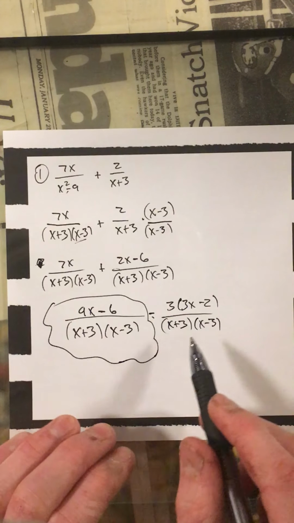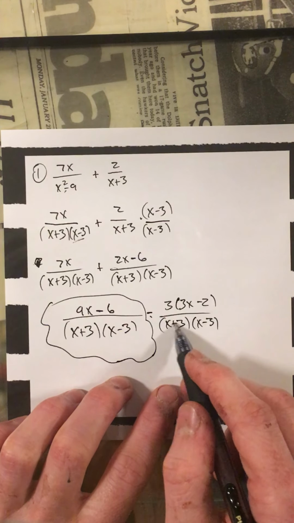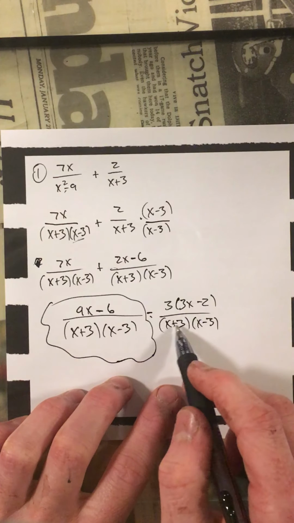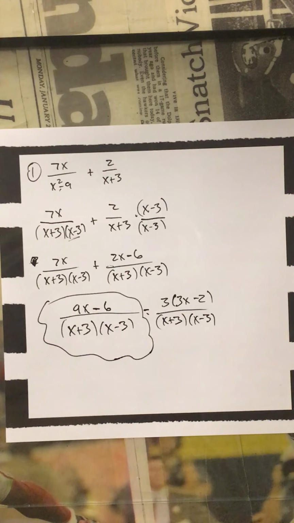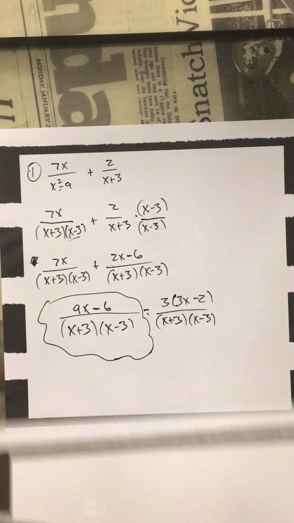This answer is also good, but I'm just doing this to check, can I cancel either of these? No, I can't. 3x minus 2 doesn't cancel either of those. So the problem's good, solved, done. We'll look at one more, and then you guys can be on your way.